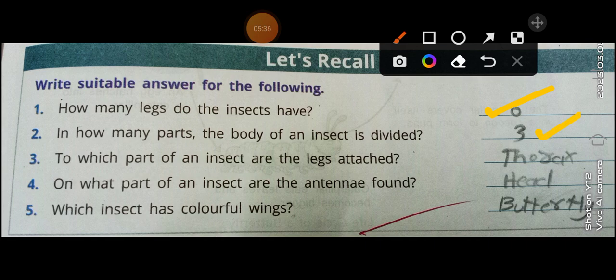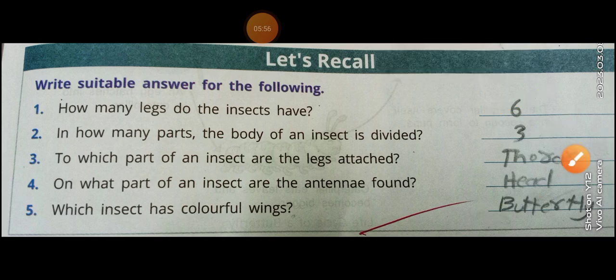To which part of the insect are the legs attached? The middle part, the thorax. Only there are the three pairs of legs attached. On what part of the insect are antennae found? On the head only. Okay, which insect has colorful wings? The butterfly has colorful wings.